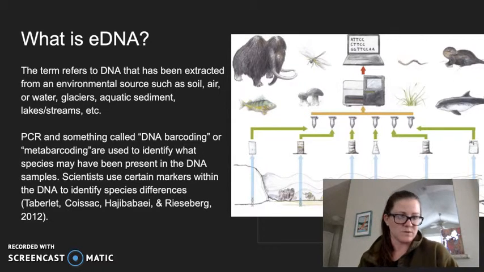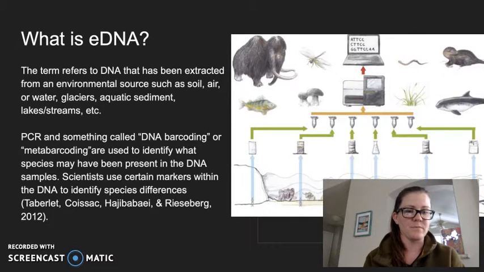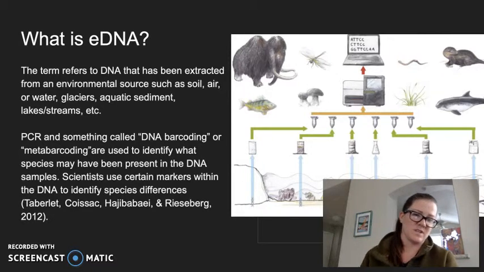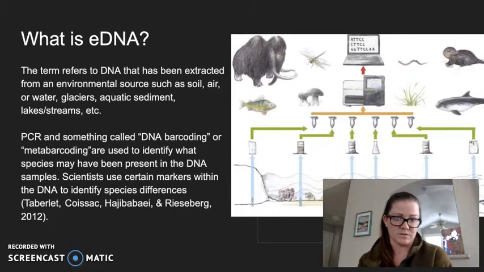Those samples could either be current, so recently taken, or some of the samples, like from the sediment of a lake or a stream, might get you DNA that's ancient, maybe even millions of years old. So there are a few different reasons for looking at the DNA.